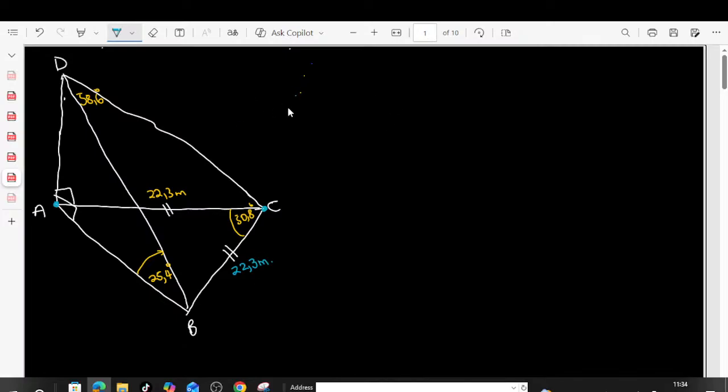Then what I'm going to do, we can calculate the following. Number one, we need to calculate the area of triangle ABC. So you need to understand where is ABC. So this is my triangle ABC here. I need to find the area of that triangle ABC.